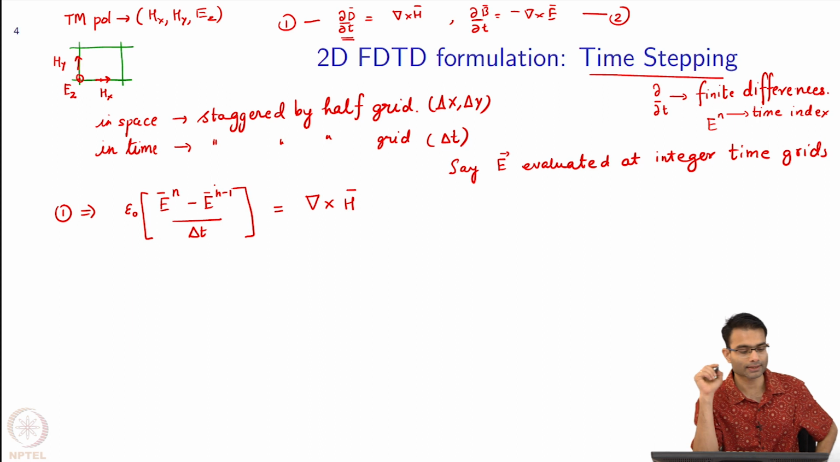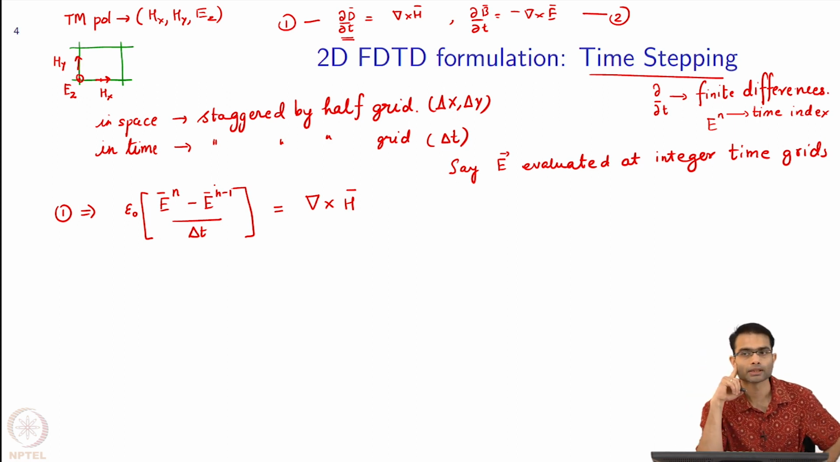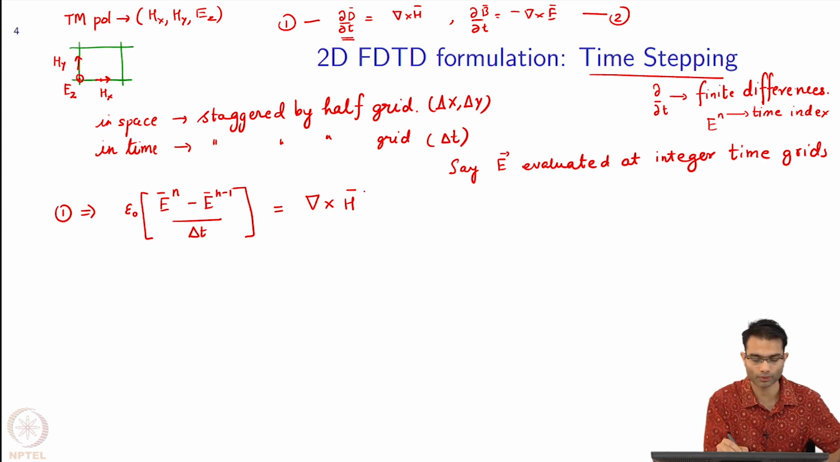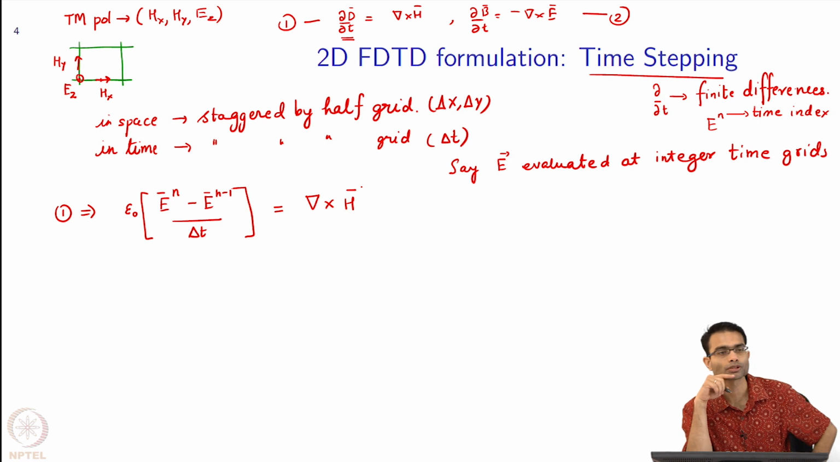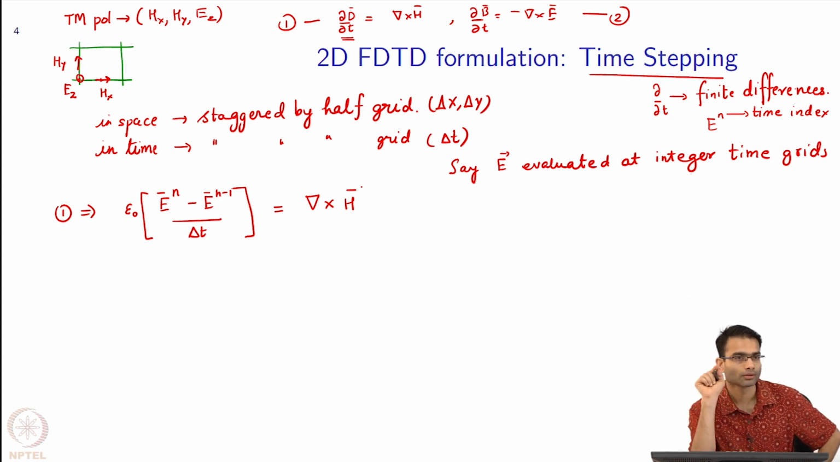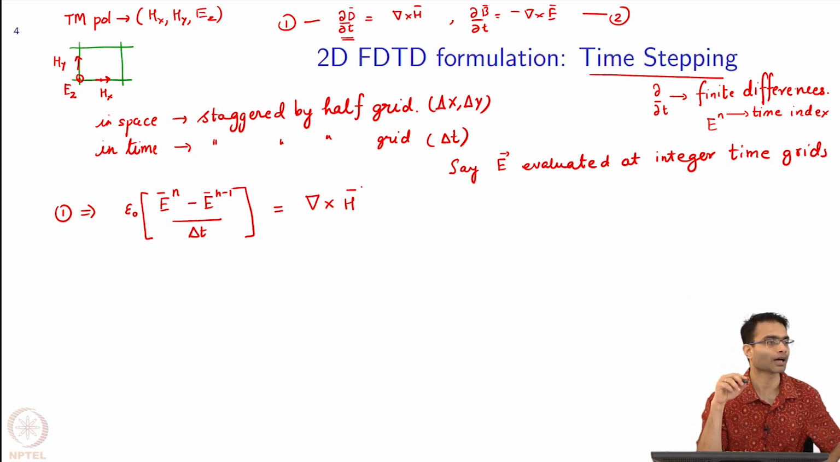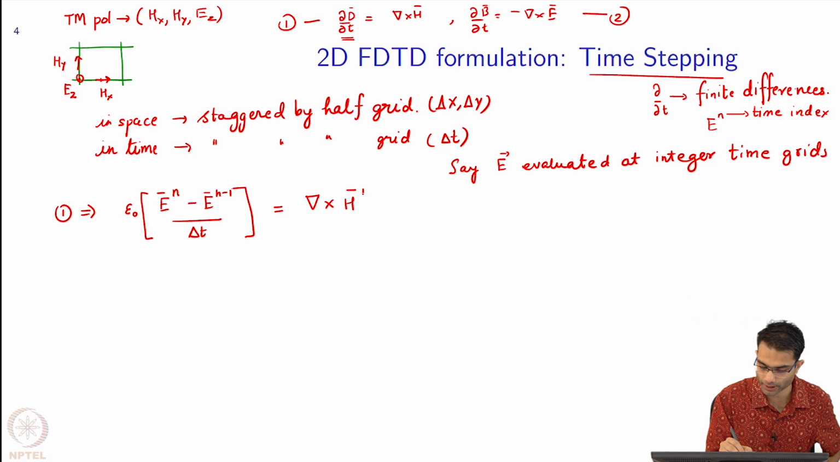So, I am just writing right now in vector form, okay, right. And if I have done this for the electric field, then the magnetic field should have been evaluated at what time? Should it be n? So, I am asking what I should write over here as the superscript. Should it be n minus 1 or something else? N minus half a grid point, right. So, this should be n minus half.